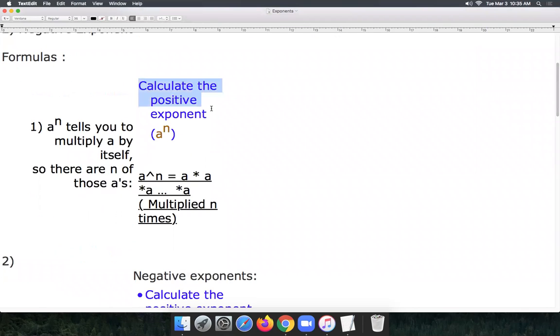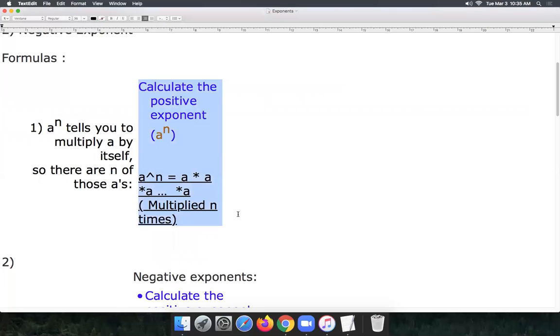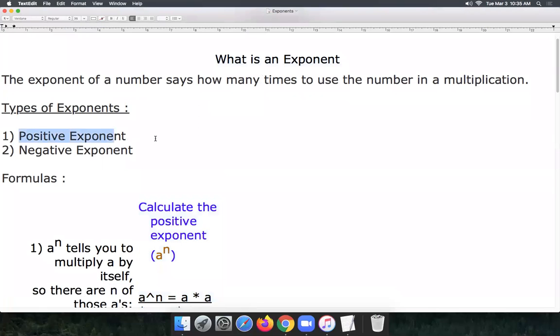So how do I calculate the positive exponent? When it is a to the power of n, what does it tell you? It tells you that you have to multiply a by itself n times. So a to the power of n is a into a into a into a. You have to multiply only a, not the answer of it. If it's 2, it's 2 into 2 into 2, n times. So this is the way you calculate the positive exponent.